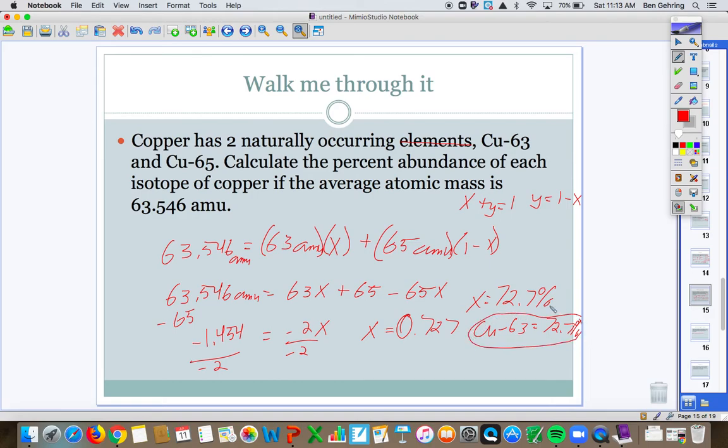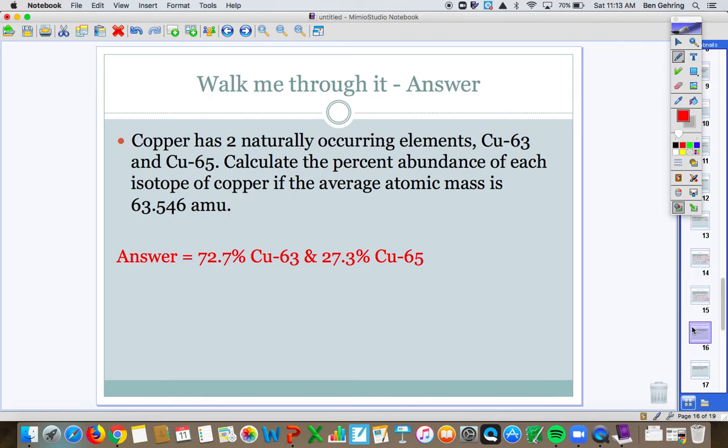Now to get copper 65, I can either do all of that again and solve for y instead of x here, or I can take 100 minus 72.7, and I can get Cu 65 equal to 27.7%. That would be my answer there. So that's working through this. There are your answers.